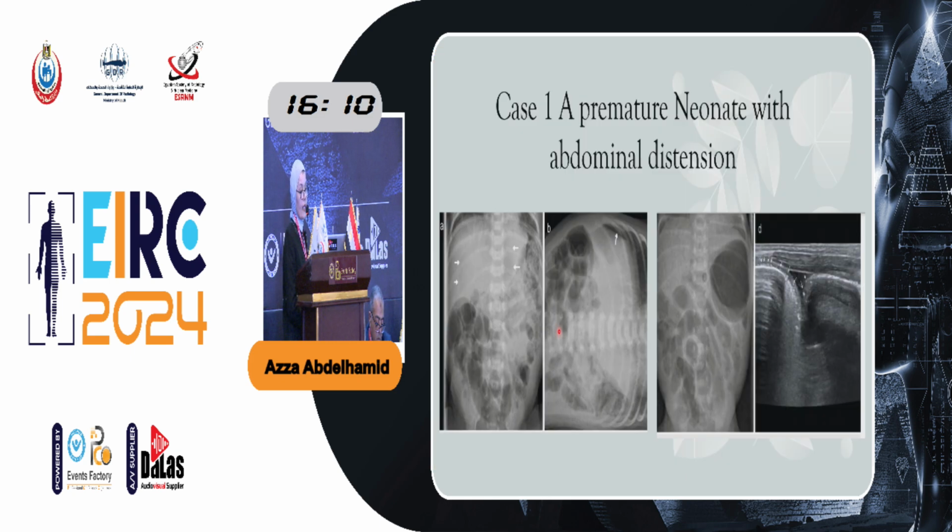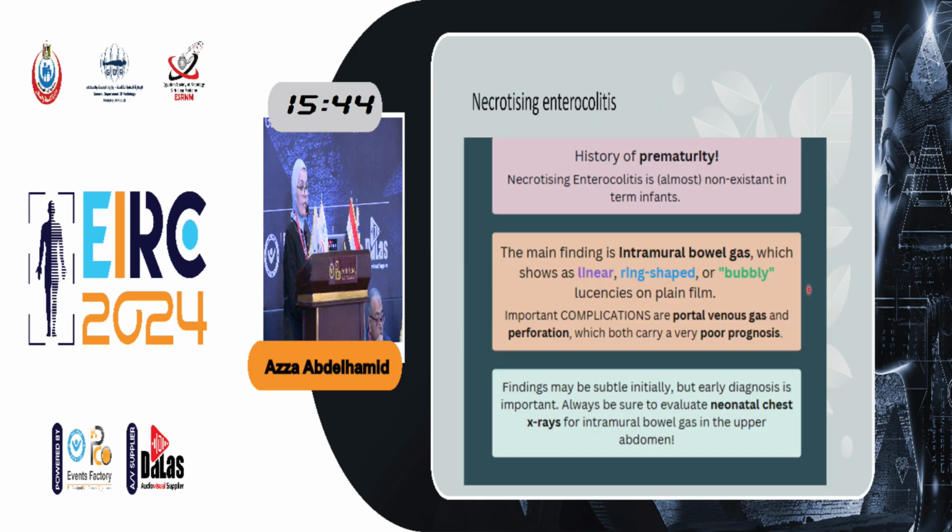This is our first case, a premature neonate with abdominal distension. Now, D, dilatation. N, number of dilated loops. Okay, A, air in abnormal location. As you can see here in the portal tracts, under the diaphragm, and in the ultrasound also, you can appreciate here some air foci within the bowel wall. So this is a typical case of NEC, and prematurity is a must.